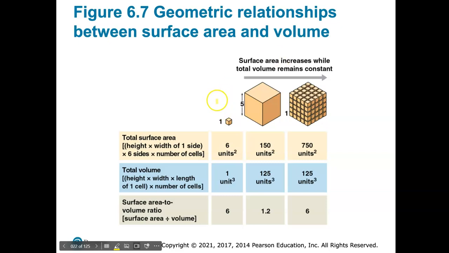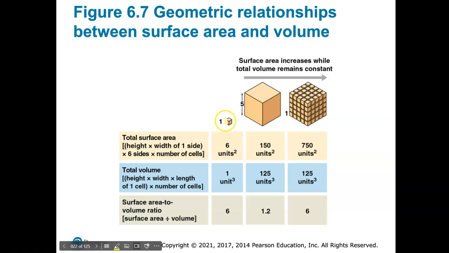So I'm going to compare these two cubes, and I'm going to show you the math, but we don't have to do any math. But these two cubes, the 1 unit and the 5 unit cube, we're going to pretend that they are cells, and the cube that's 1 unit big, I guess you'd say 1 cubic unit. If it was centimeters, we'd say 1 cubic centimeter.